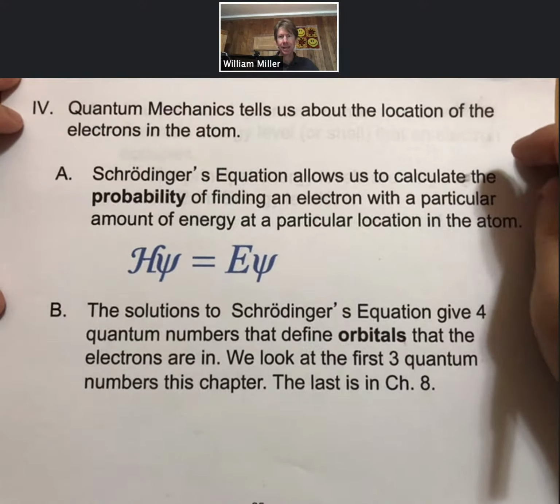Like I said, now for n equals 2, L goes from 0 to 1, which means there will be L equals 0 and L equals 1. We'll handle both of those differently. Remember we said for L equals 0 that that was an S sublevel with 1 orbital. And we're going to call this the 2s. So the n is the 2, L equals 0 is the s, and the fact that there's one value means that the 2s sublevel has 1 orbital.